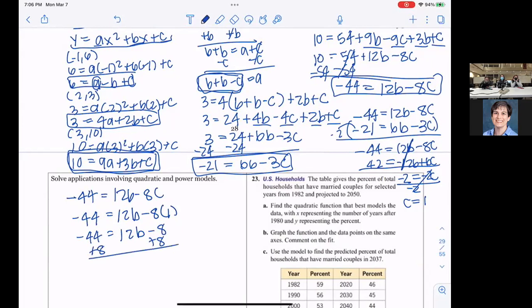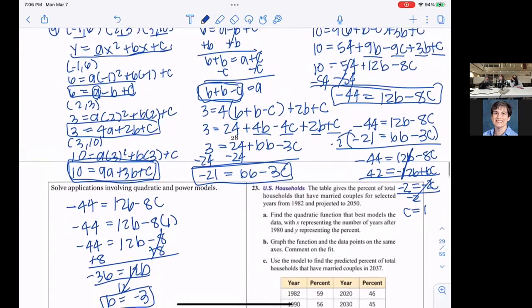Adding 8 to both sides, we have -44 plus 8 equals 12B. And then dividing by the 12, we have B equals -3.